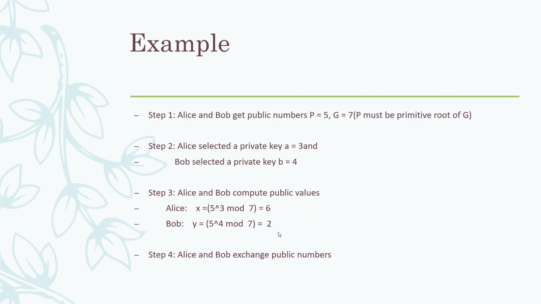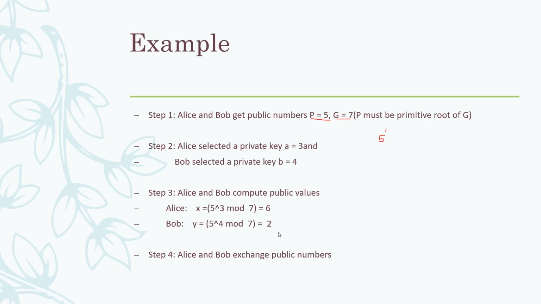Let's take a simple example to understand the Diffie-Hellman algorithm. So let's say Alice and Bob get the public numbers as P equal to 5 and G equal to 7, and there is a condition that P should be a primitive root of G. Now what do we mean by a primitive root of G? If we have to say a certain number is a primitive root of another number, then it should satisfy this condition.